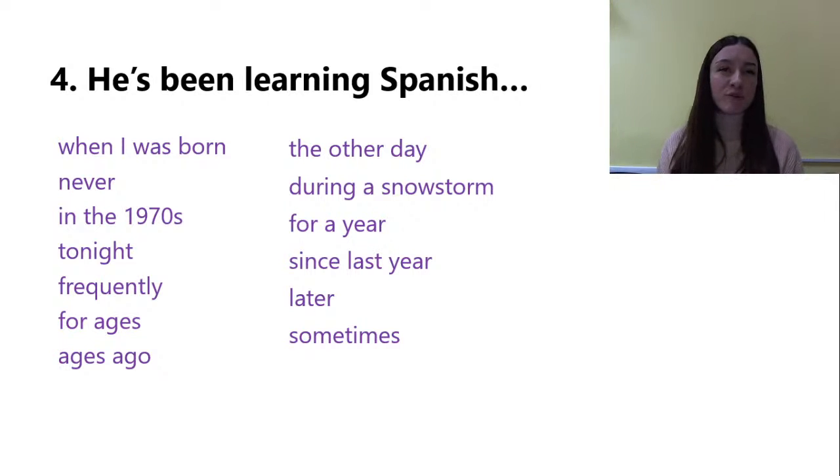Right, this is present perfect continuous. He's been learning Spanish for ages, means for many years. And he's been learning Spanish since last year. Okay, for and since, they are markers for present perfect continuous. We started in the past and we're continuing doing this action till now. So he started learning Spanish and now he continues learning Spanish. Very good. So 2 options for ages and since last year. Well done.